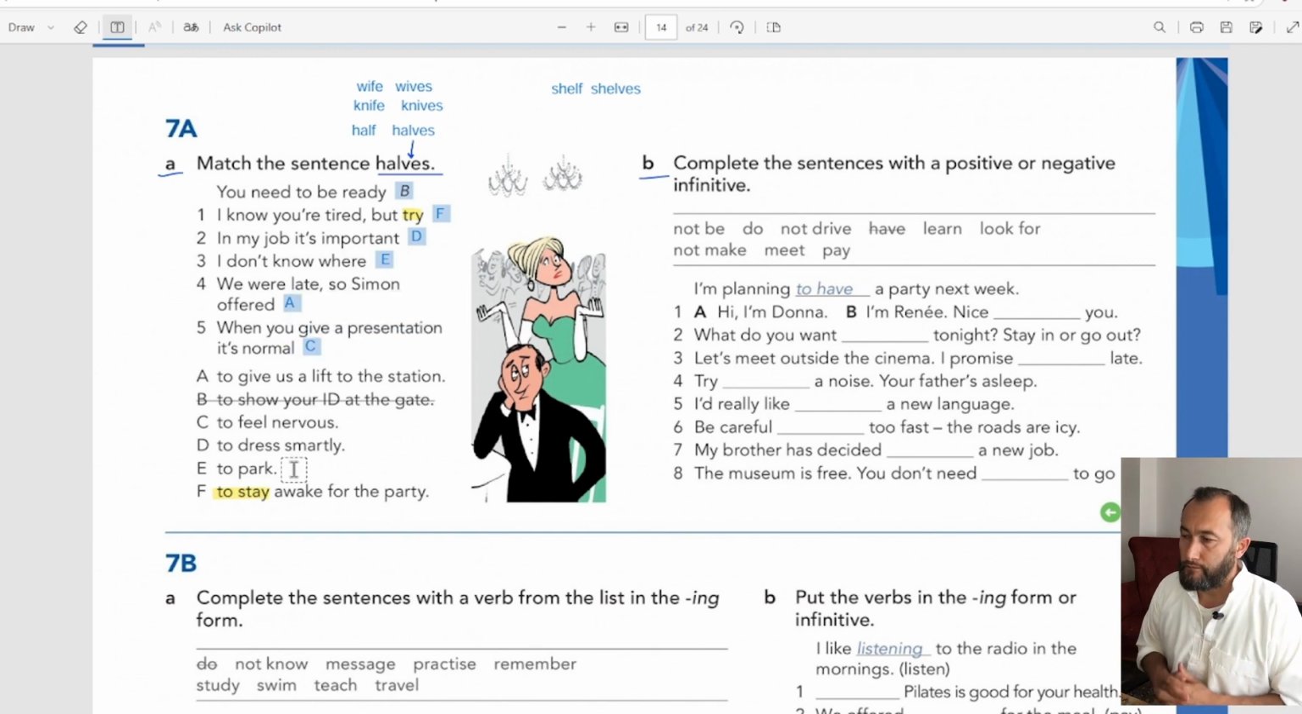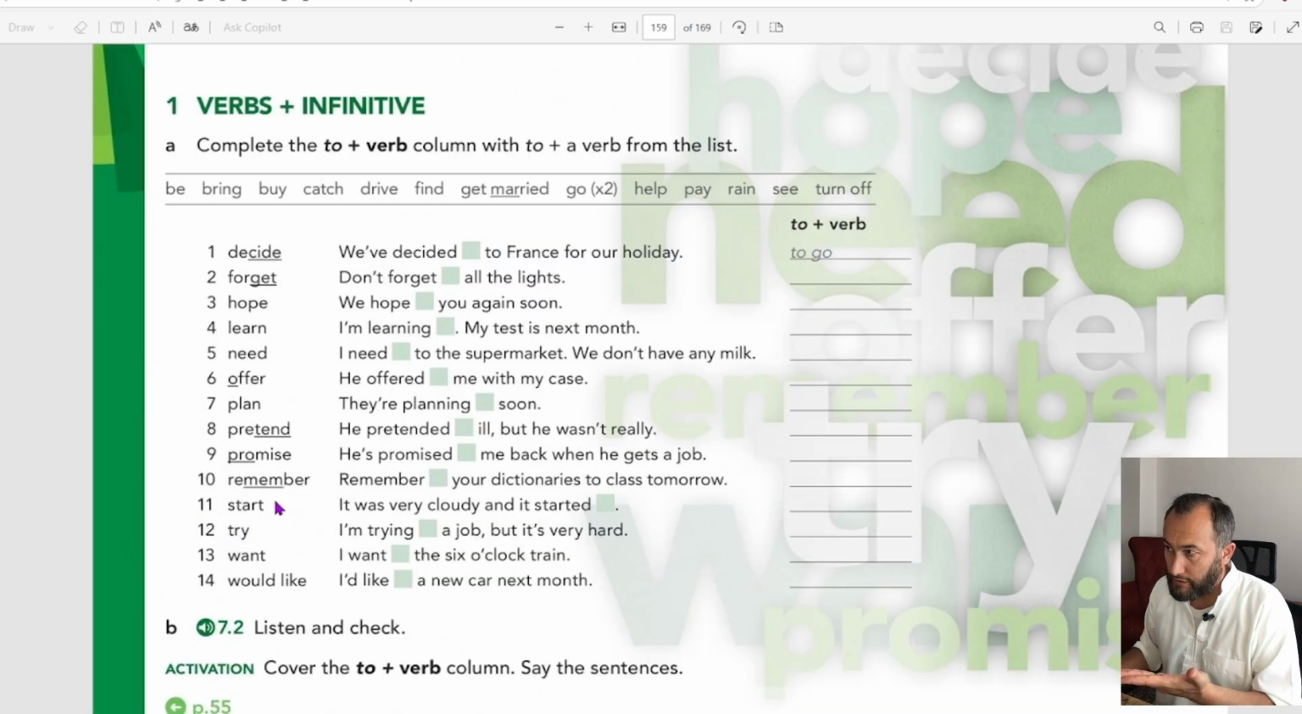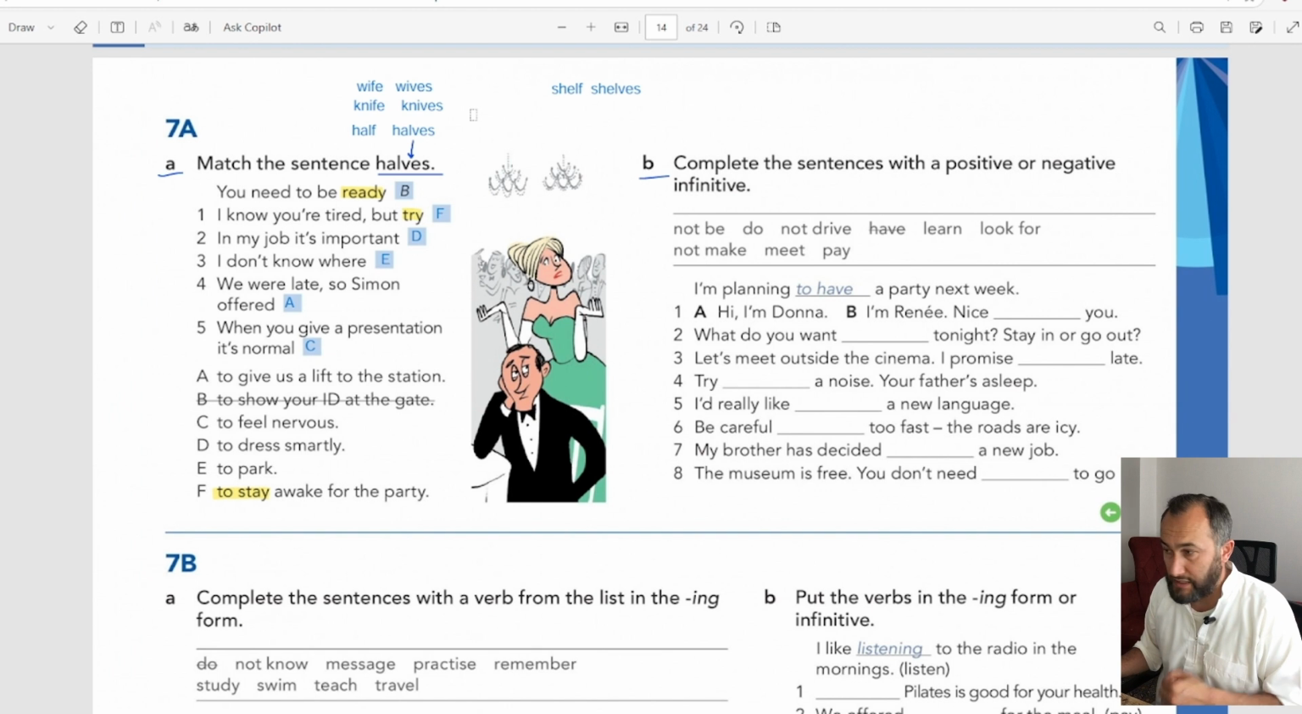that's it. As you can see, we're using to give, to show, to feel, to dress, to park, to stay. To plus infinitive. Why? For example, here, you need to be ready. Ready is adjective. After adjective, I must use to plus infinitive. Number one, try. After try is one of the 14 verbs which I showed you here. After try, we're going to use to plus infinitive.